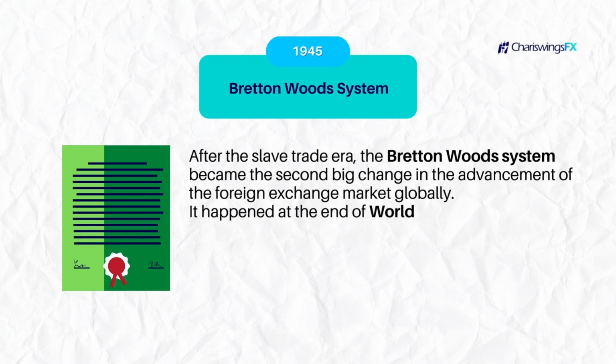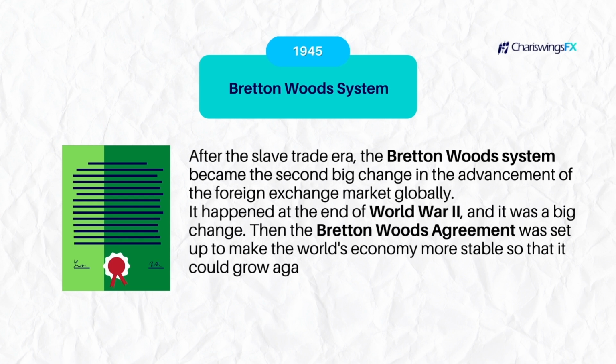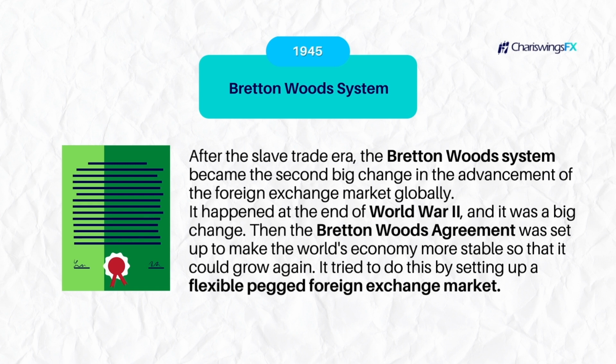Oh, did we forget to mention that slaves were also at some point a medium for exchange? Let's rush back to the Bretton Woods system. After the slave trade era, the Bretton Woods system became the second big change in the advancement of the foreign exchange market globally. It happened at the end of World War II, and it was a big change. The Bretton Woods Agreement was set up to make the world's economy more stable so that it could grow again. It tried to do this by setting up a flexible pegged foreign exchange market.